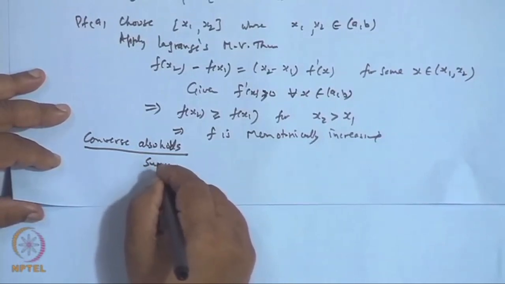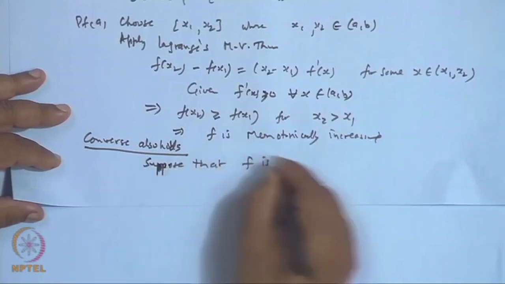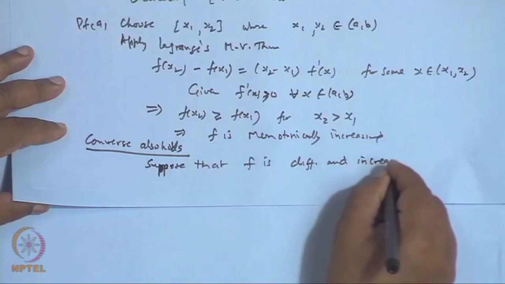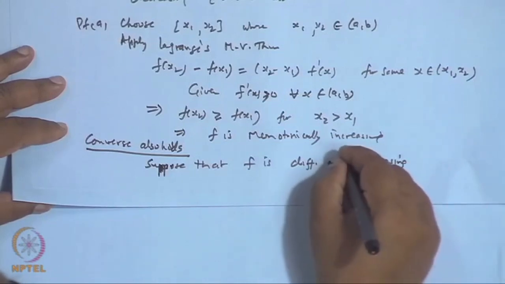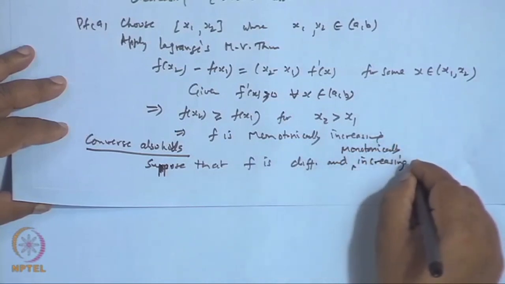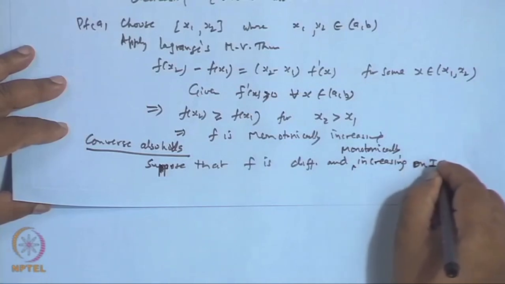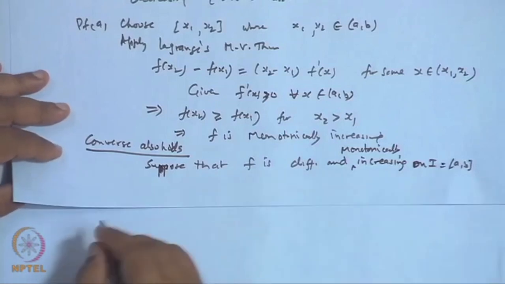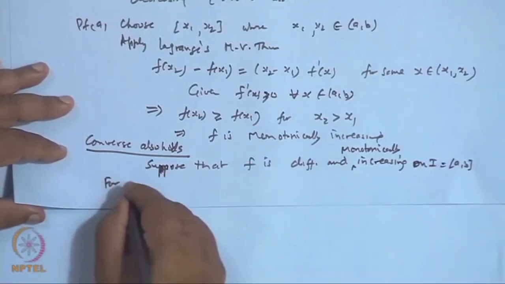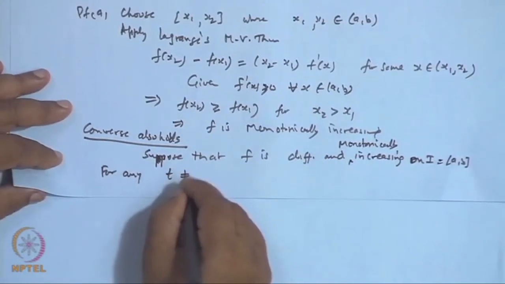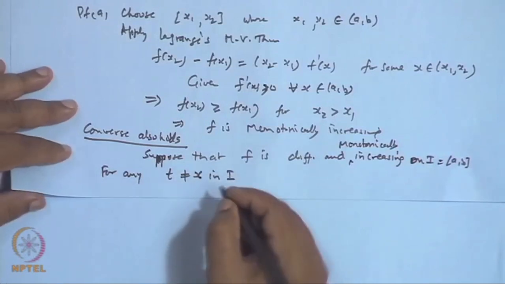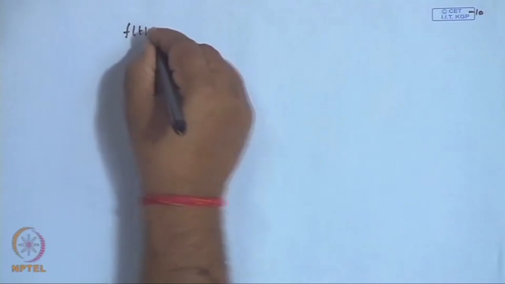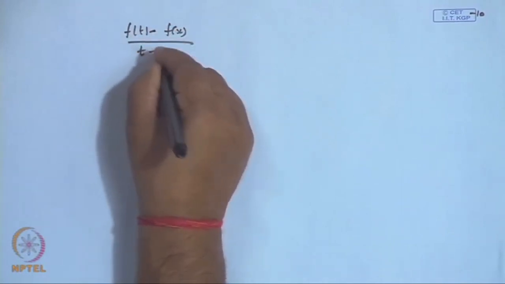Suppose that f is differentiable and monotonically increasing on the interval I, which is say our interval AB. Now take a point x in I. For any point t which is different from x in I, we have the quotient f of t minus f of x over t minus x.